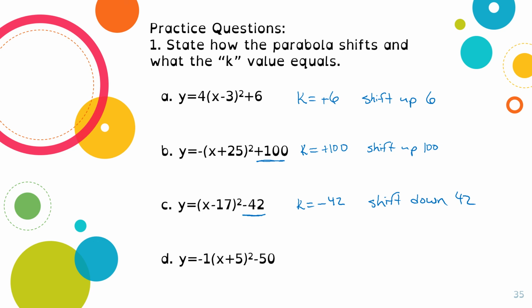And letter D, y equals -1 times (x plus 5) quantity squared minus 50. Our k value is this minus 50, so it is negative. Again, we are shifting down, this time by 50 units. And that's how we can identify our k value in a parabola: we're always looking at this number that is outside of the brackets. And we're looking at the sign too. The sign tells us if it's up or down.